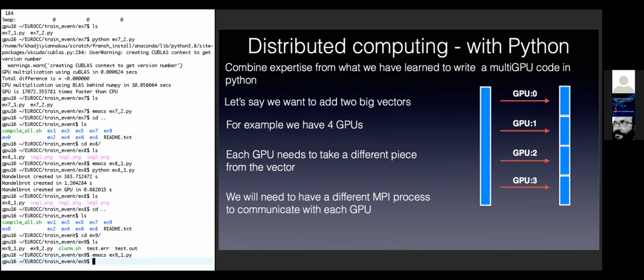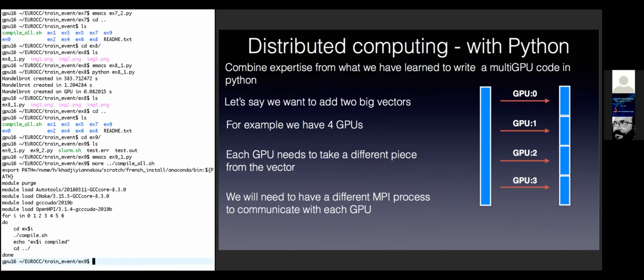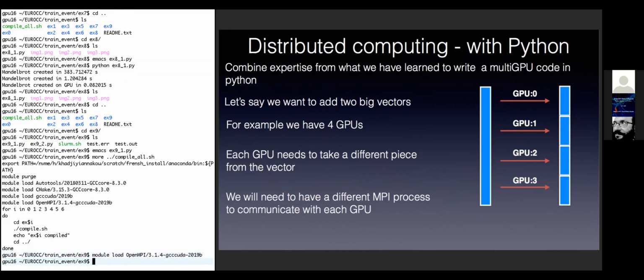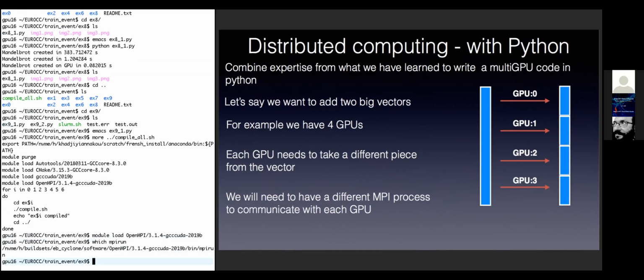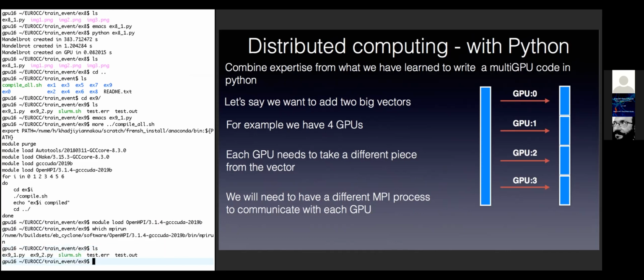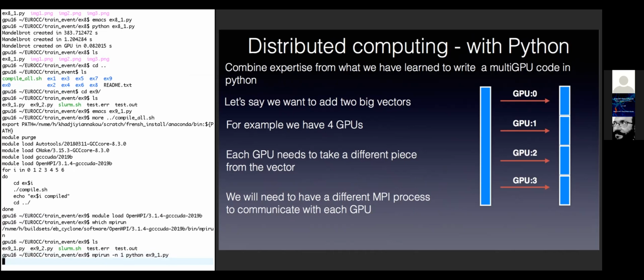In order to be able to use this distributed computing, we will need to load the MPI module. I have it here in the compiler section. You need this module in order to have access to the MPI library, so don't forget to load it. If you load it, you should have mpirun. If you do which mpirun, you should be able to see it. Now we are saying mpirun -n, where n is the number of processes. Let's say 1, python, and then let's run the script.